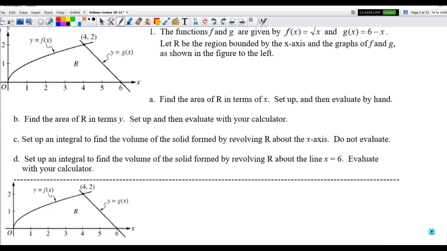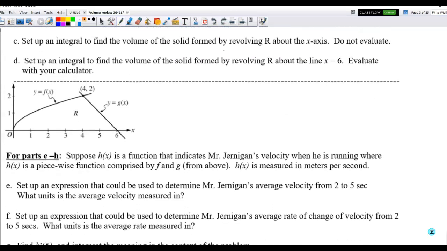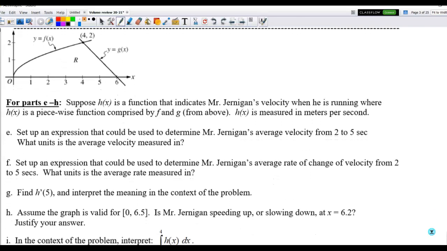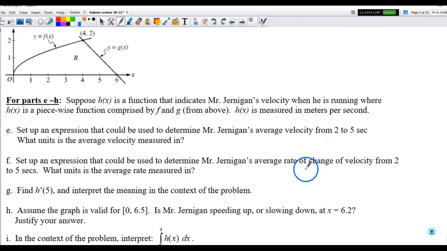All right, now we're on to number 2. We're using the same graph, but we are using the graph to answer some questions. So carefully read. Suppose that h of x is a function that indicates Mr. Jernigan's velocity when he is running, where h is a piecewise function comprised from f and g from above. So we have our same graph and our same functions.